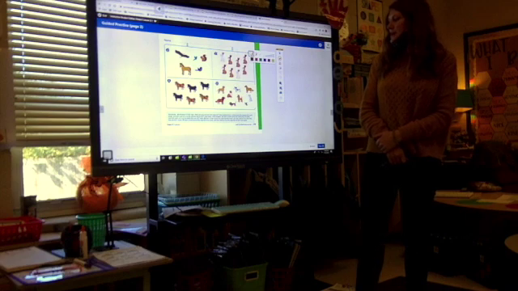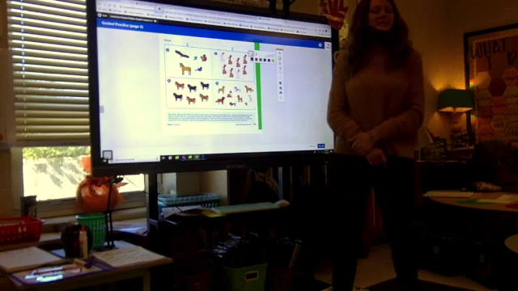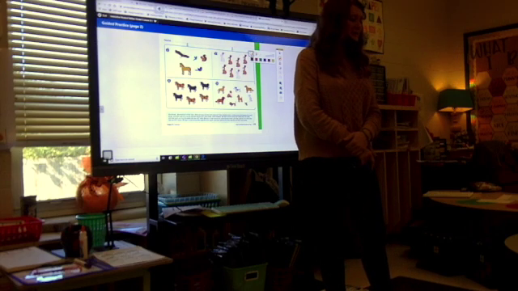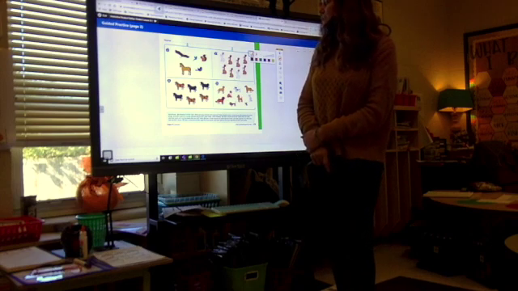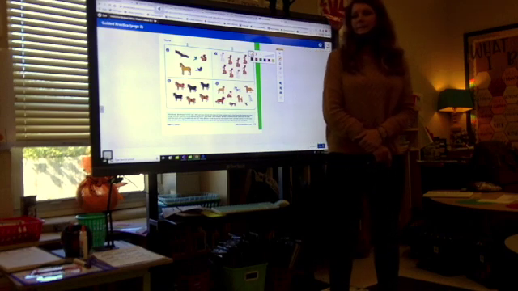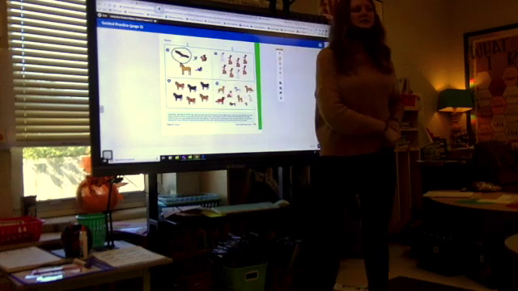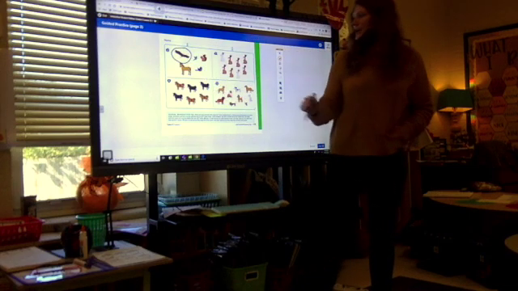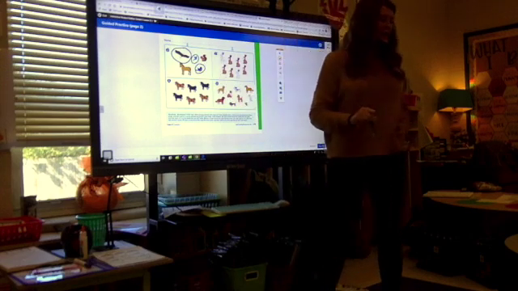It says draw a circle around the animals that have wings and put an X on the animals that do not have wings. So we need to circle the ones with wings and X the ones that do not. Which ones can I circle? Kyson? The eagle. The eagle has wings. What else has wings, Tremia? A bird. We've got 2 birds, so we can circle both of our birds.